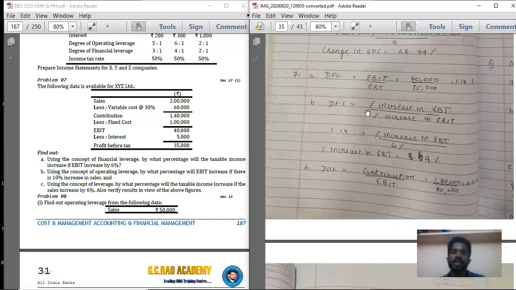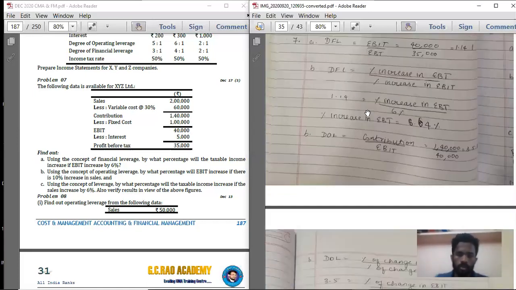Simple. We should find the answer for DFL, then using that answer, we should find the percentage of change. That only is going to repeat the entire chapter. Honestly, what you should do in every problem is, first find DFL, then using that, find either the increase in EBT or the increase in EBIT. So next, point number B. Using the concept of operating leverage, by what percentage will EBIT increase if there is a 10% increase in sales? First, we should find DOL. Then using the DOL, we should find the percentage of change in EBIT.